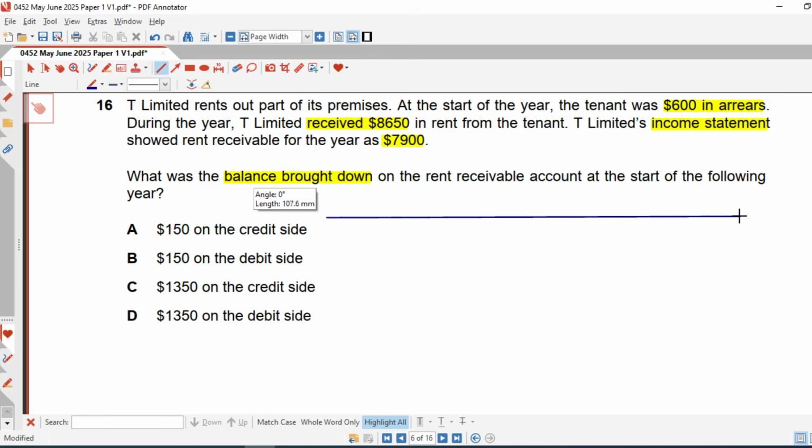So when you see something to do with accruals and prepayment, best to go with a ledger. Right? Best to go with a ledger unless you are really good in math. Then you go ahead and use mathematics.